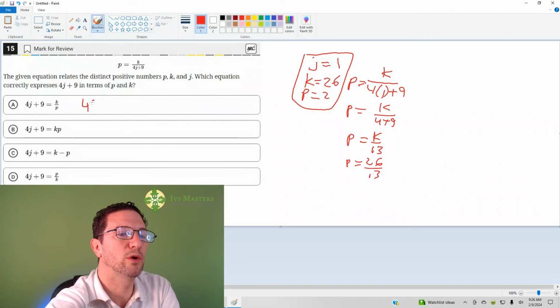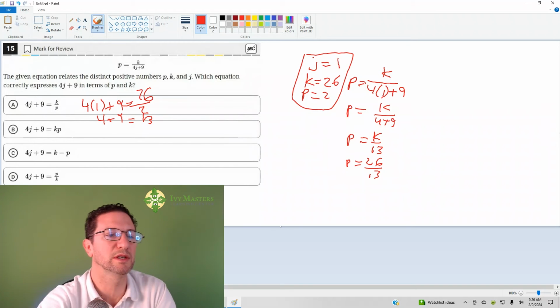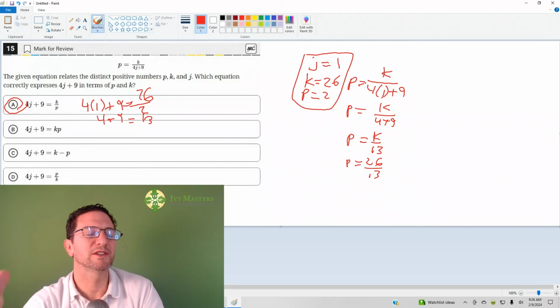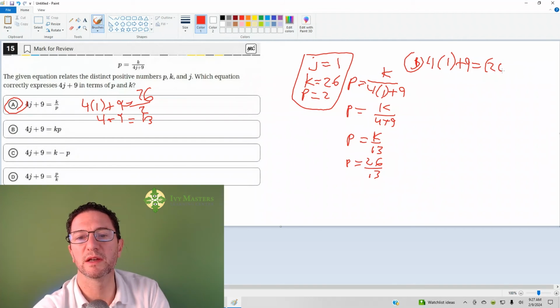So here you've got 4 times 1 plus 9 equals k, which is 26, over p, which is 2. 4 times 1 is 4, plus 9 equals 26 over 2, which is 13. And that's true. 4 plus 9 equals 13. A is your answer. Now let's just see what a wrong answer looks like. If I tested out answer choice B, then I'd have 4 times my 1 plus 9 equals kp, which is 26 times 2. My k is 26, my p is 2. On the left side, we already saw that we got 13. And on the right side, you wind up getting 52.